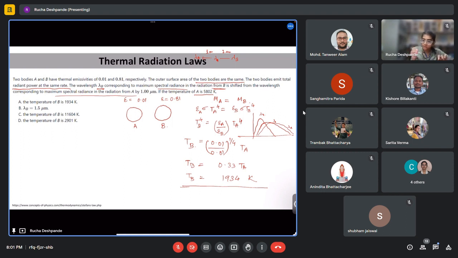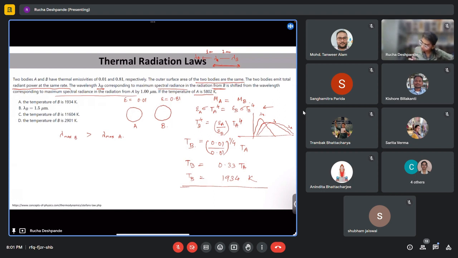So lambda max of A would be lower than that of B because we saw from Wien's displacement law that temperature and wavelength are inversely proportional, and as the temperature increases, the lambda max keeps on shifting to shorter and shorter wavelengths. So if TB is less than TA, then lambda max B would be more than lambda max A. So it would lie on the right hand side of that of A. Now we need to find lambda max A and lambda max B.